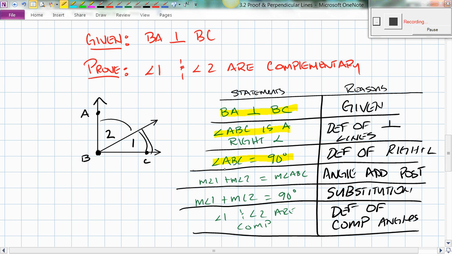Okay, now we need to relate angle ABC with angles 1 and 2. So we came up with the measure of angle 1 plus the measure of angle 2 is equal to the measure of angle ABC, and that's just the angle addition postulate, because you can add two angles together to make one big angle. Well, since the measure of angle ABC was equal to 90, we substituted that in for a new line, and of course we called it substitution, and that's exactly what we were trying to prove, because if angles 1 and 2 add to 90, then angle 1 and angle 2 are complementary. That's the definition of complementary angles. So we did that one, we went over it, we made sure we answered all the questions, so make sure you can read that one and follow the logic from it.